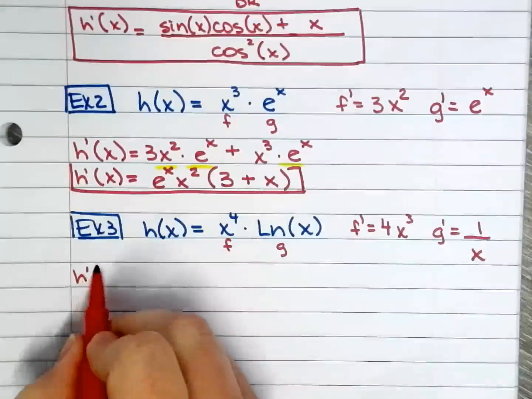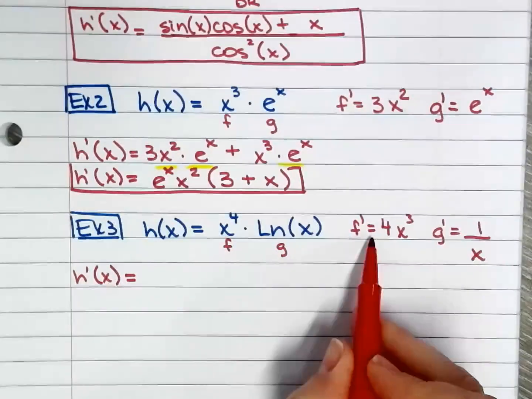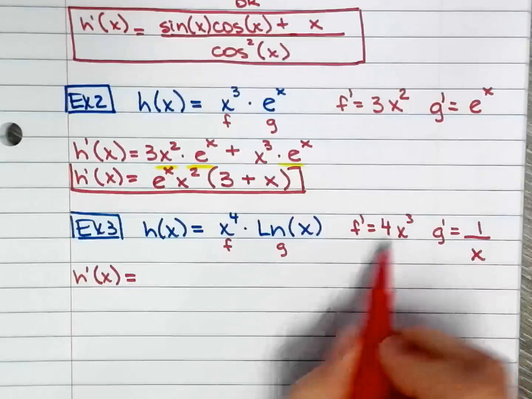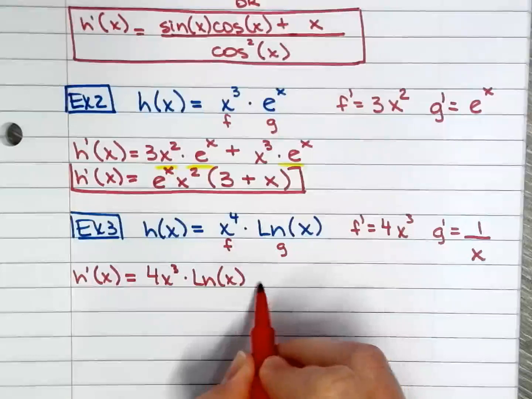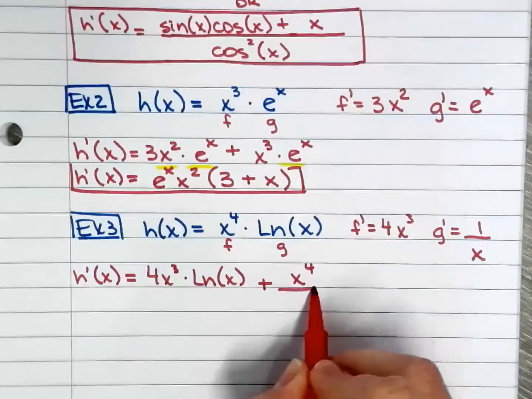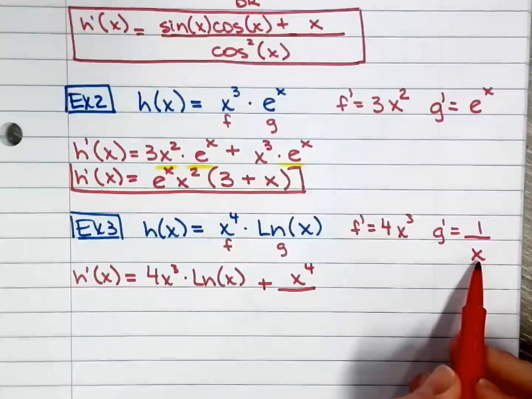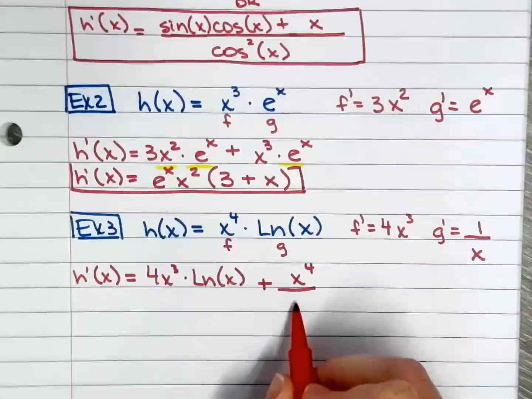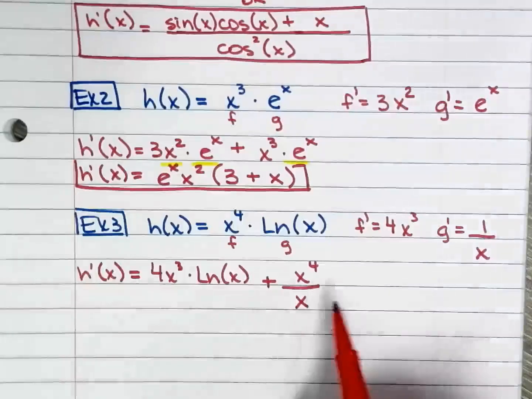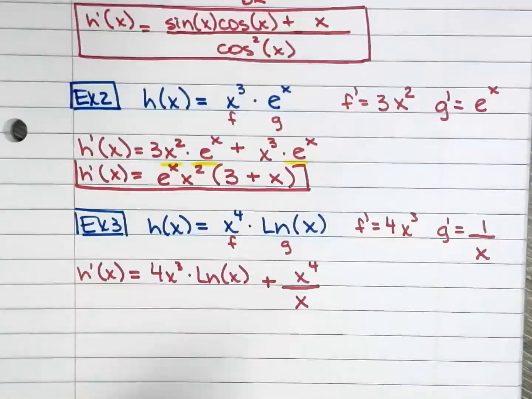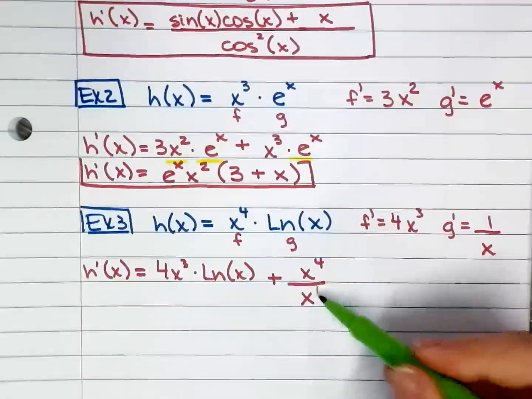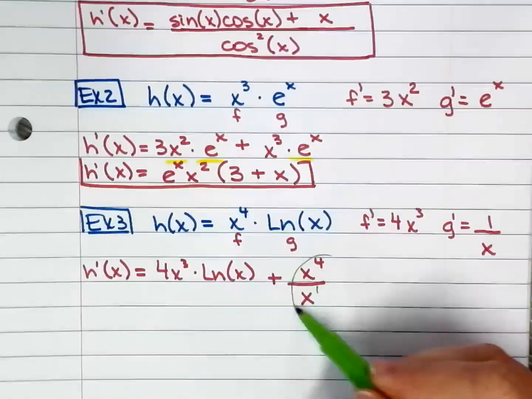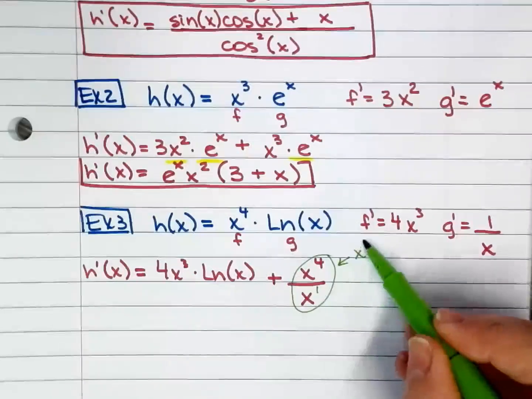So the derivative of h of x is f prime times g. So f prime 4x cubed times g, so natural log of x, plus x to the fourth power, so f g prime. So x to the fourth power divided by x, or 1 over x. Okay, so we need to simplify this. So we will apply the rule when you're dividing and subtract exponents, so you have an invisible 1 right there. This makes x cubed.